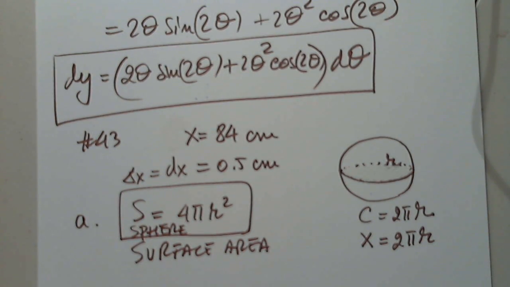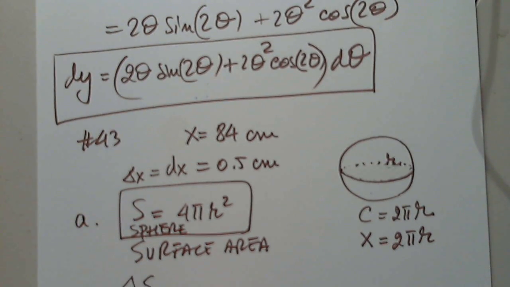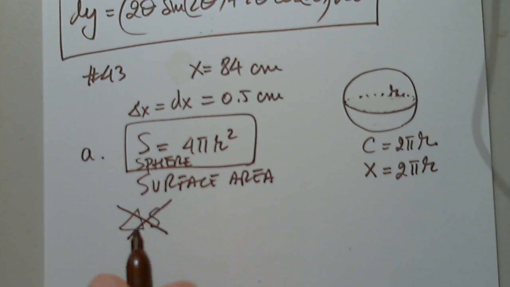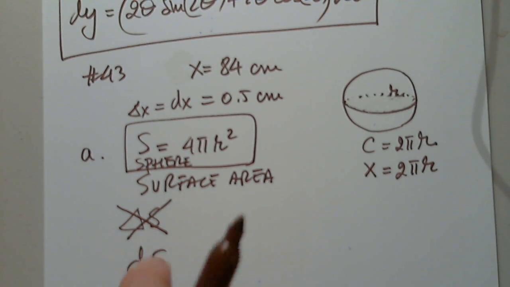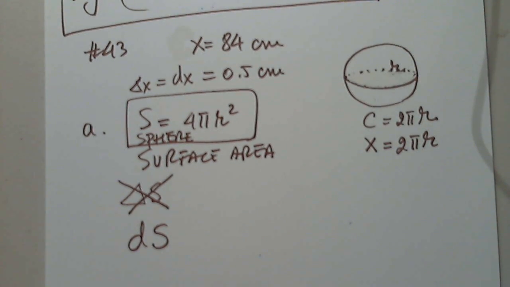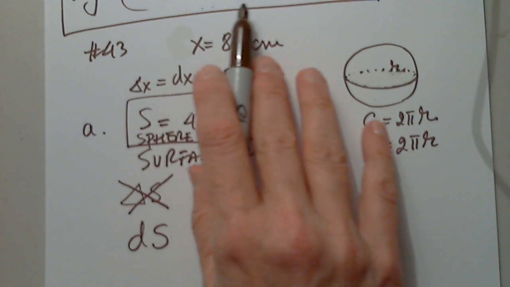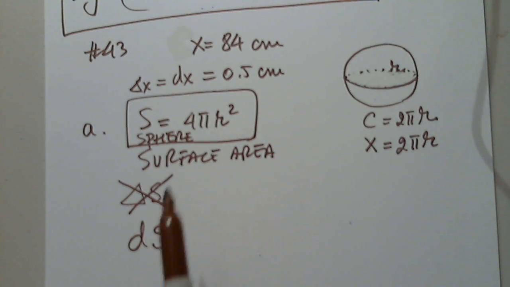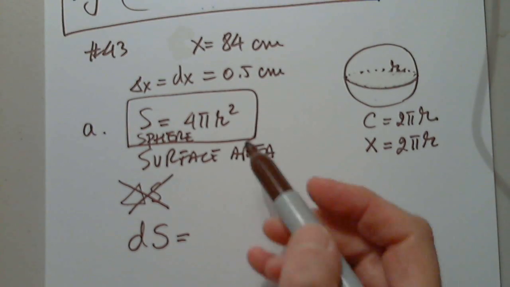So they're asking us to use differentials. They're not asking us to find delta S. They do not want the exact. If they don't want the exact, they want the approximate. If they want the approximate, it means that they want dS, the differential of S. Can anyone give us the differential of this function? Exactly how we did it here. It was theta, but now it's r. How do I write?